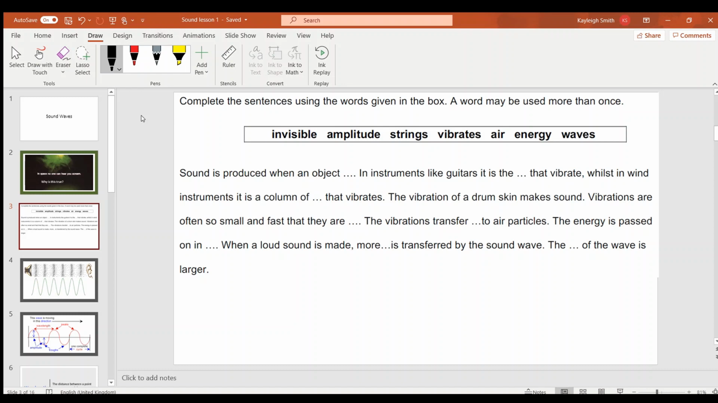The vibrations transfer energy to air particles. The energy is passed on in waves. When a loud sound is made, more energy is transferred by the sound wave. The amplitude of the wave is larger. Now, we haven't really looked at this term amplitude. It's one of the new words that we're going to look at today.